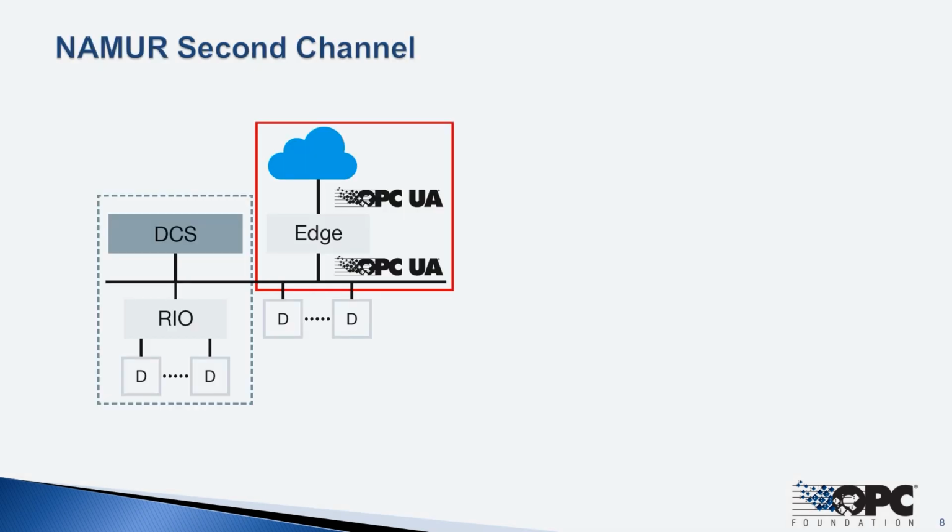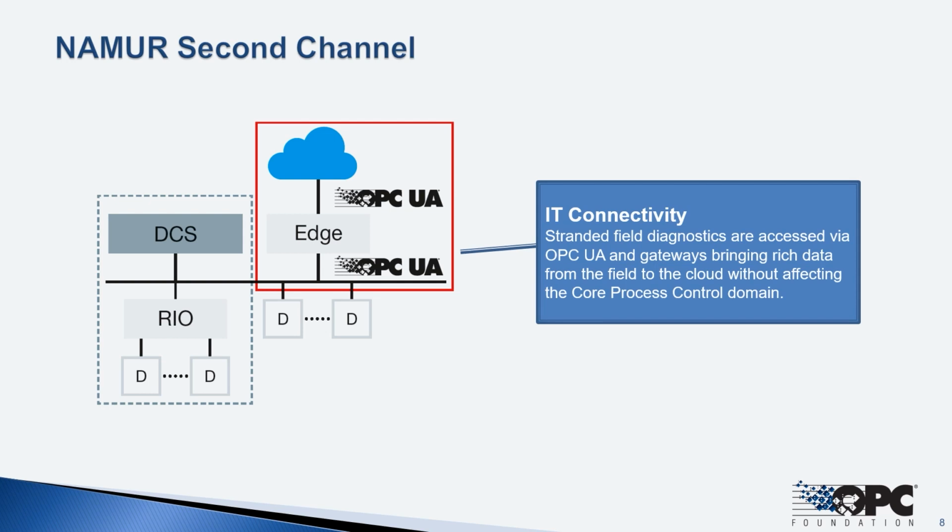So let's go back to our original simplified sketch. We see that without changing any existing field connectivity, Namur created NOA in a way that accesses the stranded diagnostics found within some incredibly intelligent field devices already installed in many of our plants today. The red outline shows the area of focus where an OPC UA and gateways can leverage configuration and diagnostic data waiting to be harvested.